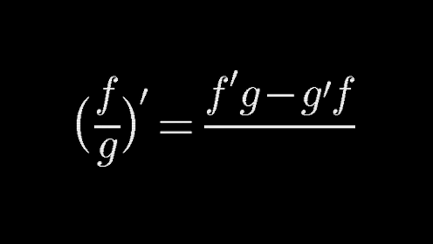Okay, so maybe it wasn't quite delivered like that, but in reality, the derivative is the derivative of the high function times the low function minus the derivative of the low function times the high function, all over the low function squared. Finally, the chain rule.